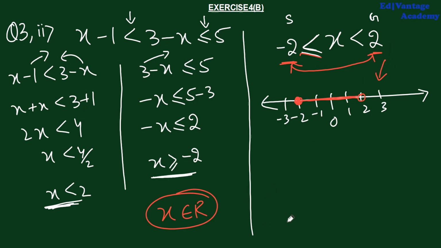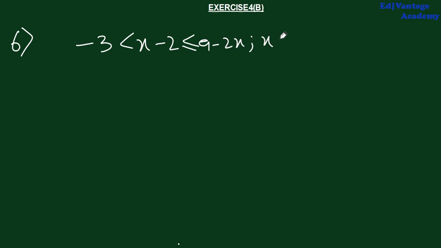Question number 4, there you have a single symbol, so it's just like question number 1. Question number 5, you have double symbols, so it's just like question number 3. Question number 6, I'll show you how we do question number 6. It says you have the inequation minus 3 lesser than x minus 2 lesser than or equal to 9 minus 2x, and x belongs to natural numbers. This will be needed while plotting the graph.